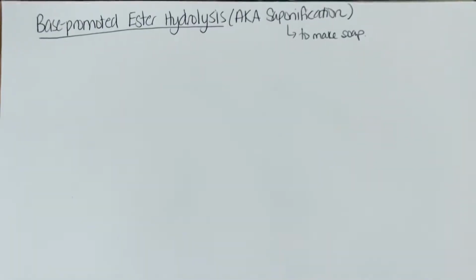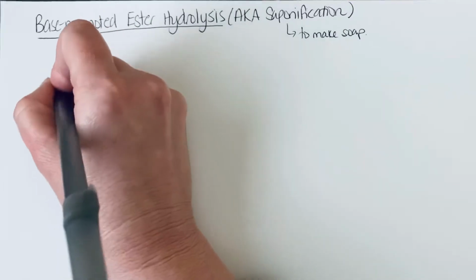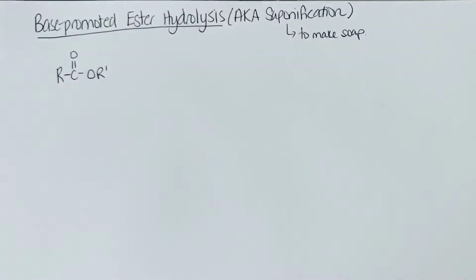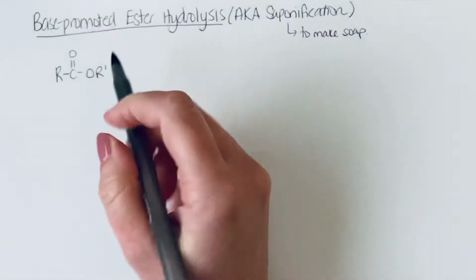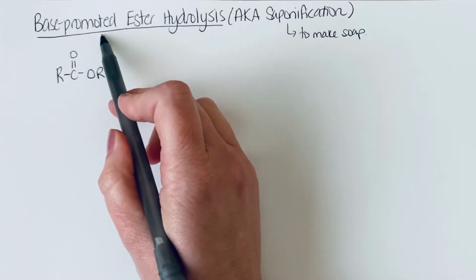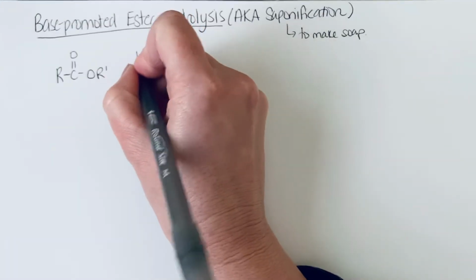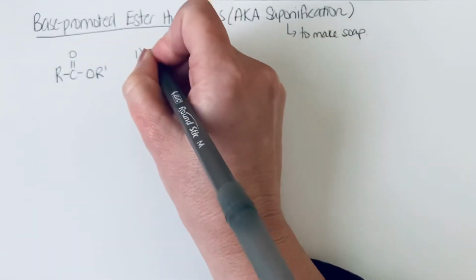All right, so if we take a look at this reaction, we're going to draw just the general structure of an ester. So here is an ester, and if we're doing this reaction under base promoted conditions, and we say promoted rather than catalyzed because the base is not a catalyst in this reaction, it's actually consumed during the reaction. So if we're going to get the carboxylic acid, we usually do this as a two-step process.